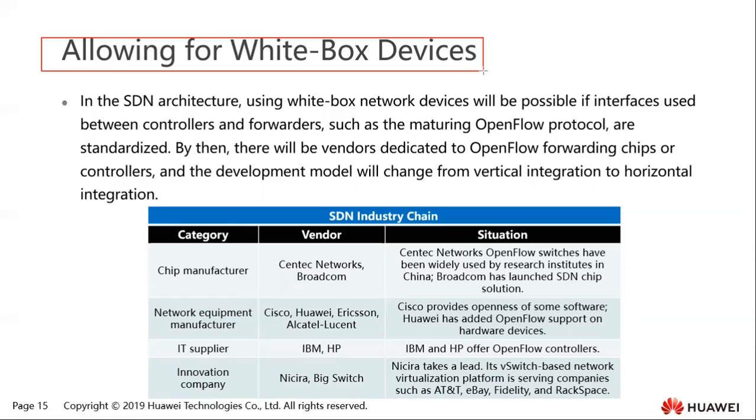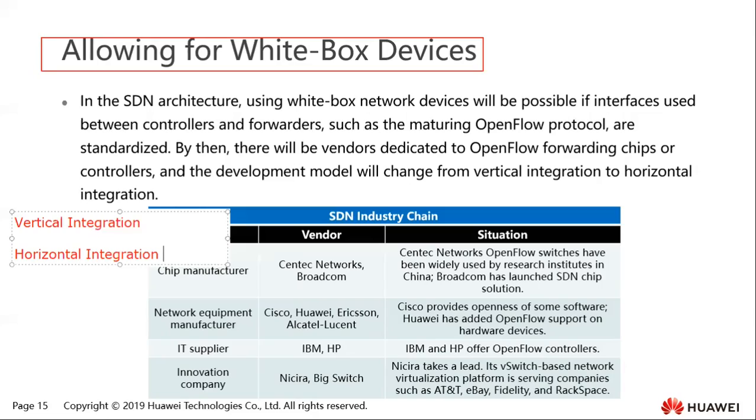So the other one is allowing for what we call white box devices. So what does this mean? In your network, we have two ways in which you can deploy devices. One of them is commonly referred to as vertical integration, and the other one is referred to as horizontal integration.